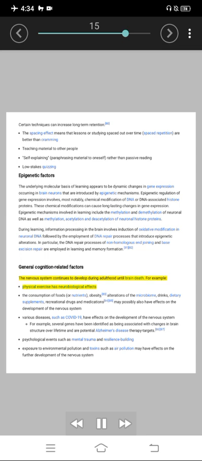The consumption of foods or nutrients, obesity. 83. Alterations of the microbiome, drinks, dietary supplements, recreational drugs and medications. 84, 85. These may possibly also have effects on the development of the nervous system.